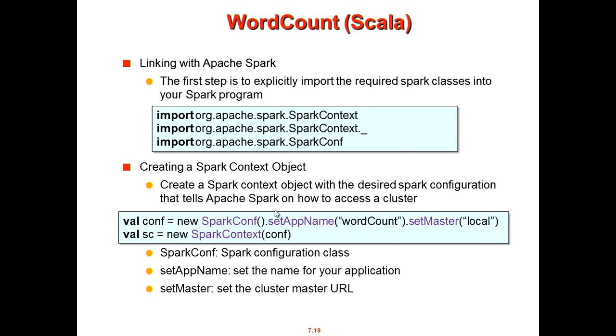Okay, in this example, we use a Spark configuration object. Then we set the app name. So this is a name for your application, WordCount, and set master. So this is one of the most important configurations. This is to let Spark know what the master URL is. There are different master URLs, different cluster managers. So SparkConf is a configuration class, and setMaster is used to tell Spark what kind of cluster manager Spark will use.